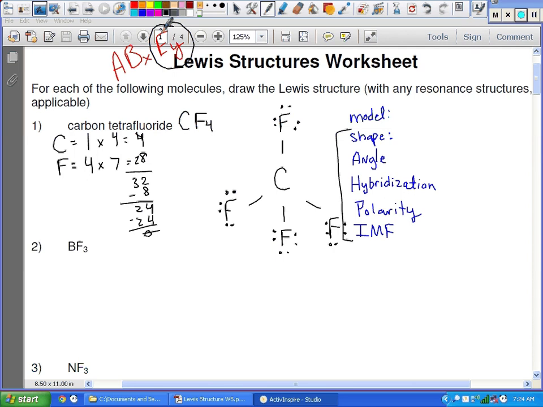Alright, so I could just look at this and tell that there's not any E, so I don't need that. But there are 4 bonded atoms. So the model is AB4, and that shape that corresponds to that model is tetrahedral. The angle of a tetrahedral is 109.5.